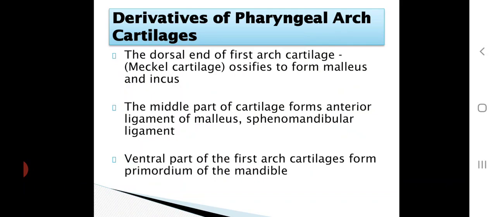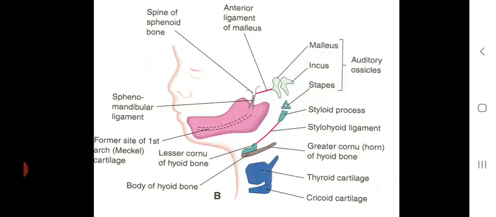The first arch cartilage is Meckel cartilage. Meckel cartilage gives rise to the malleus, incus, and also the anterior ligament of the malleus and the sphenomandibular ligament. This Meckel cartilage also gives rise mainly to the mandible. So these are the main bony derivatives of the first arch. Again, in this picture, in the upper part, you can see the malleus, incus, the anterior ligament of the malleus and the sphenomandibular ligament, and also the main mandible development is from the first arch.